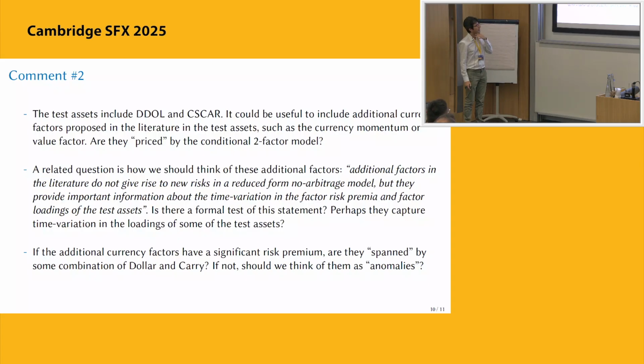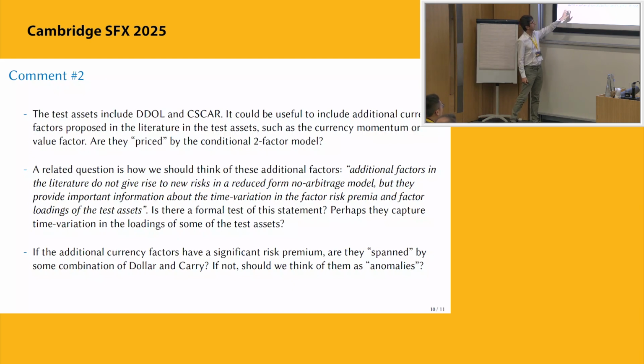In a reduced form, no arbitrage model, but they provide important information about the time variation in the factor risk premium and factor loading of the test assets. So is there a formal test for this statement? Perhaps these time varying betas capture time variation in the loadings of some of the test assets. So this is, I think, not really well spelled out in the paper. Could be spelled out better in the paper.